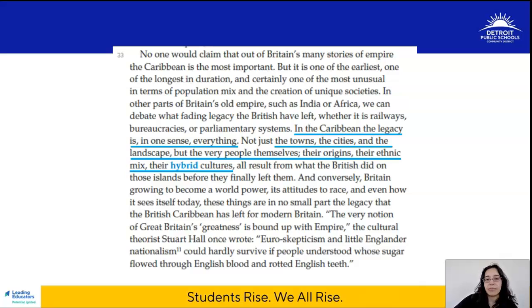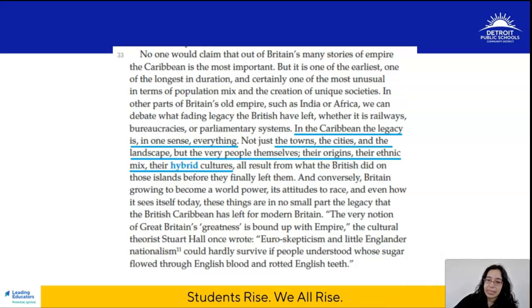So as I was reading this paragraph, paragraph 33, I underlined the words here. I'll read these sentences to you. In the Caribbean, the legacy is, in one sense, everything. Not just the towns, the cities, and the landscape, but the very people themselves, their origins, their ethnic mix, their hybrid cultures. All result from what the British did on those islands before they finally left them.